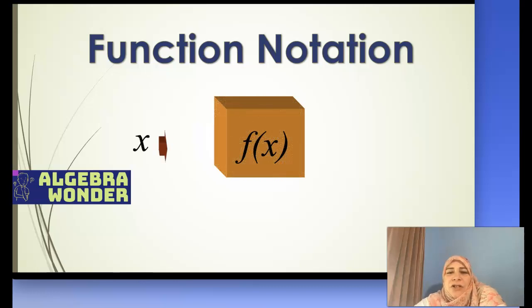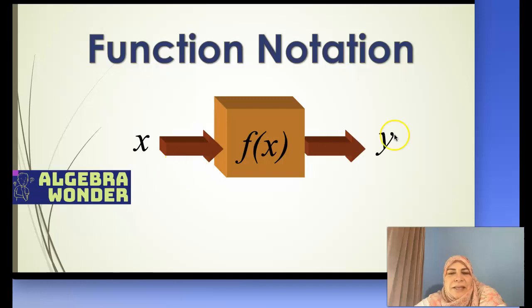So we learn that a function is just like a function machine. This is the input x and this is the output y. A function is a relation where every value of the domain, or the input, must have only one output, or one ordered pair.